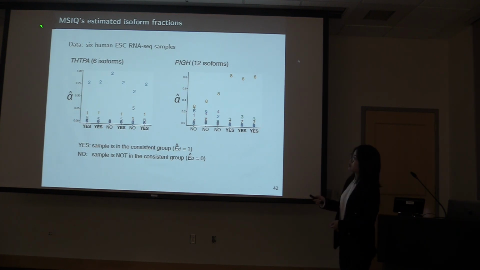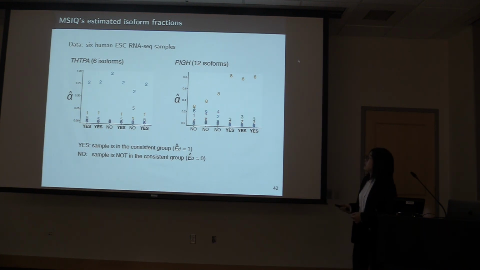This first example gene has 6 isoforms, and 4 out of the 6 samples are identified as in the consistent group. This second gene has 12 isoforms, and 3 out of the 6 samples are identified as in the consistent group. If we look at samples in the consistent group, they have very similar estimated isoform fractions.